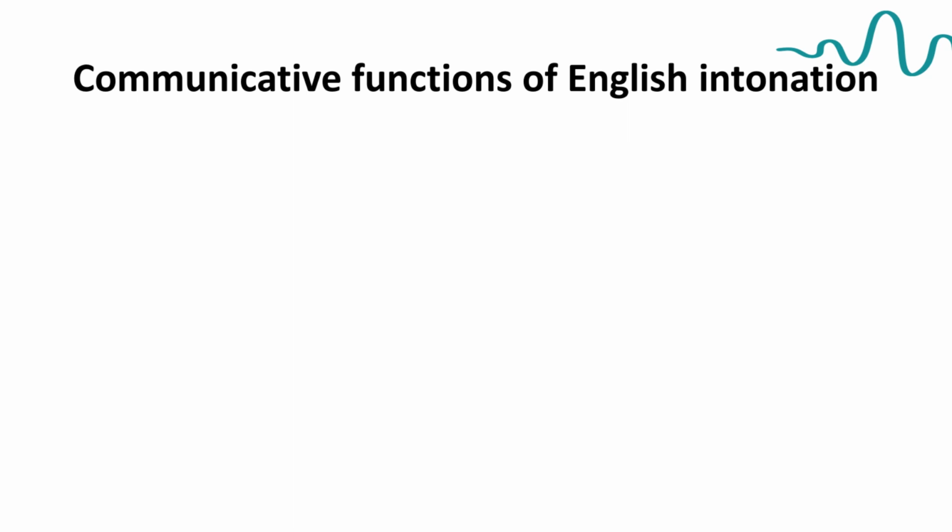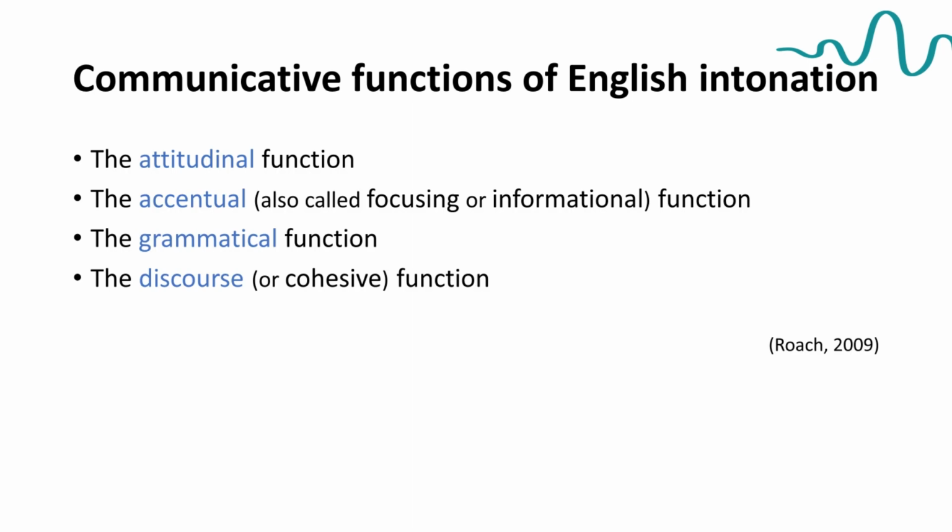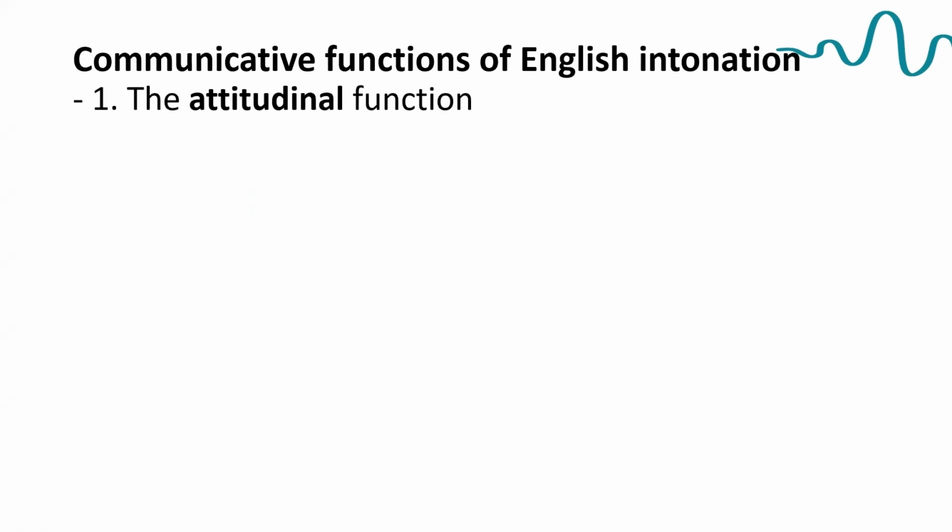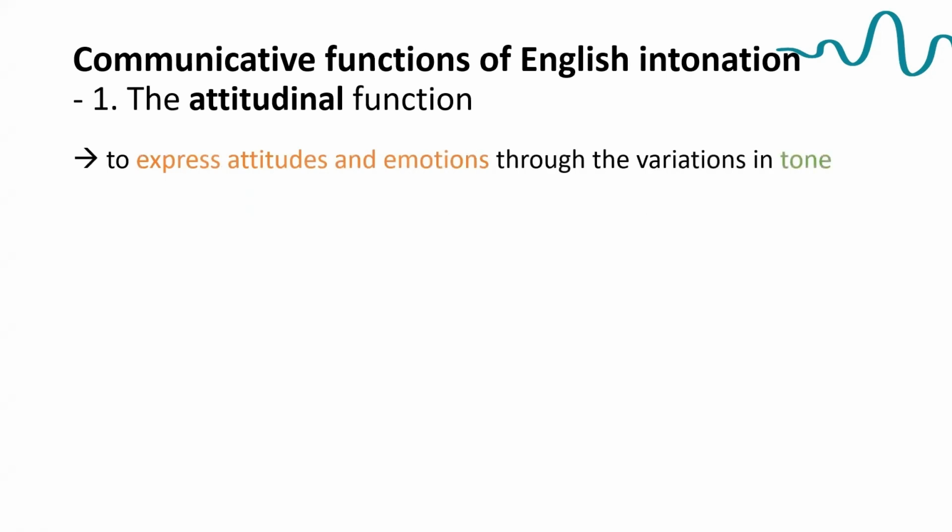Now let's move on to the communicative functions of English intonation, which is the key reason why we need to teach it. English intonation has 4 major functions, including attitudinal, accentual, grammatical, and discourse functions. Attitudinal function is related to attitudes and emotions a speaker expresses through the variations in tone. Now let's take a look at what attitudes or emotions can be expressed by the following 5 tones.